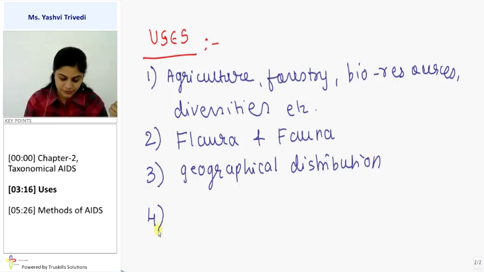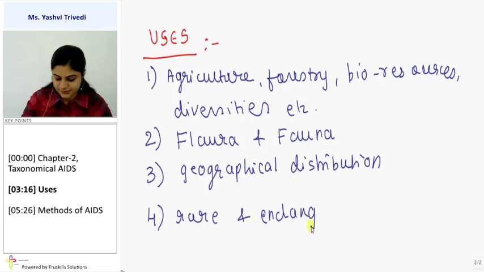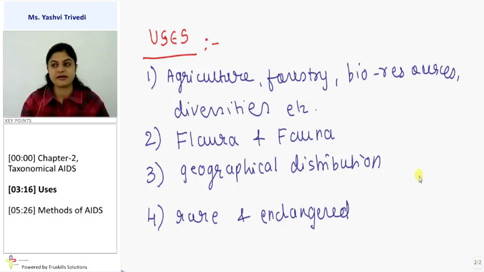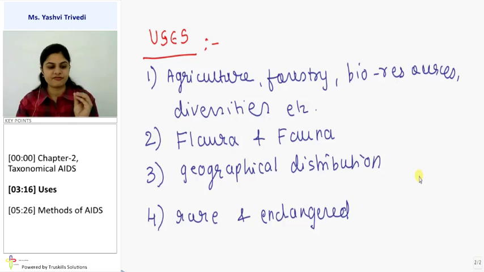We can even get to know the distribution of various rare and endangered species, how they are conserved, where they are conserved, what is the characteristic. So all these things can also be studied, and lot more. Basically, any type of field or any type of distribution where various types of organisms and their resources are present can be studied with the help of these taxonomical aids.